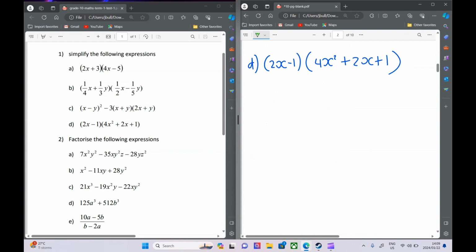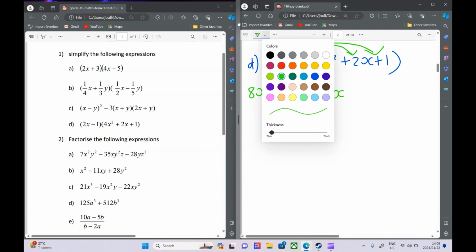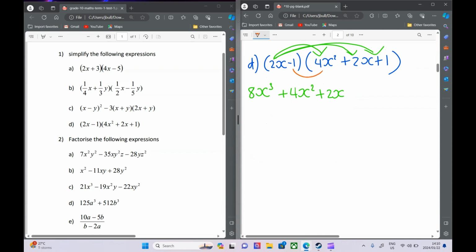So we have to make sure we multiply everything in the first bracket by everything in the second bracket. So I'm going to go 2x first. So 2x times 4x squared, that's going to be 8x cubed. 2x times 2x is going to be 4x squared. And 2x times 1 is going to be 2x. Next, we have to multiply everything by the minus 1. So minus 1 times 4x squared is minus 4x squared. Minus 1 times 2x is minus 2x. Minus 1 times 1 is minus 1. Okay, so not too bad. You just got to make sure you multiply everything like that.